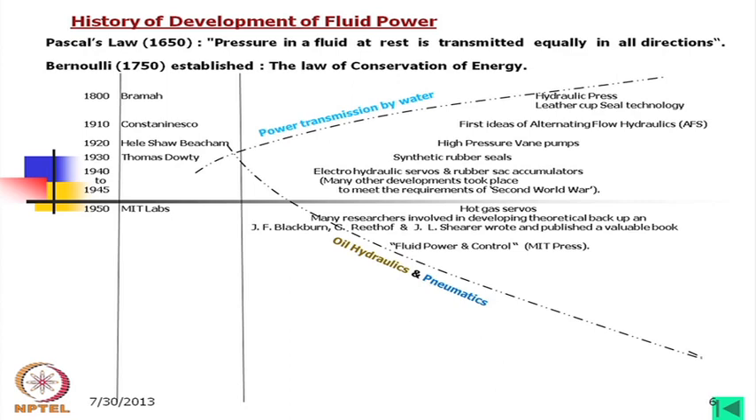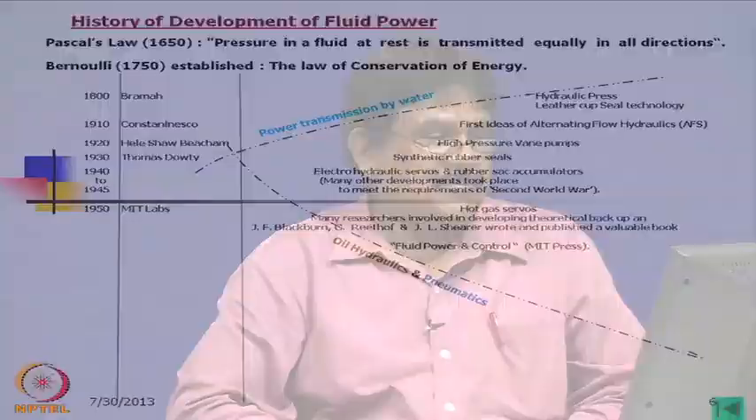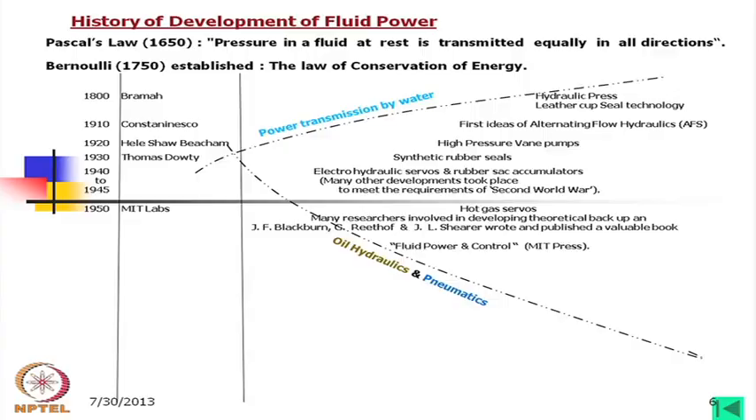After that, in 1950, MIT, that is Massachusetts Institute of Technology laboratory, they in fact developed a fluid power laboratory just to give the theoretical supports to the fluid power components already being used or developed during the last few years. The outcome of that was published in a book, Fluid Power and Control, which was edited by Blackburn, Rayforth and Shearer, all are MIT people.